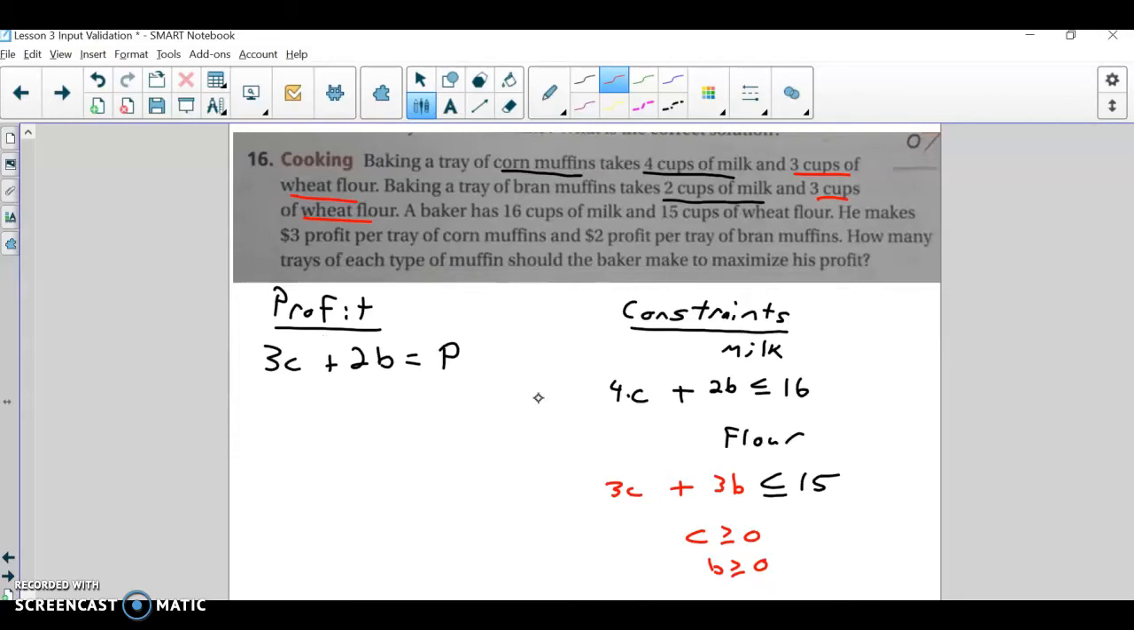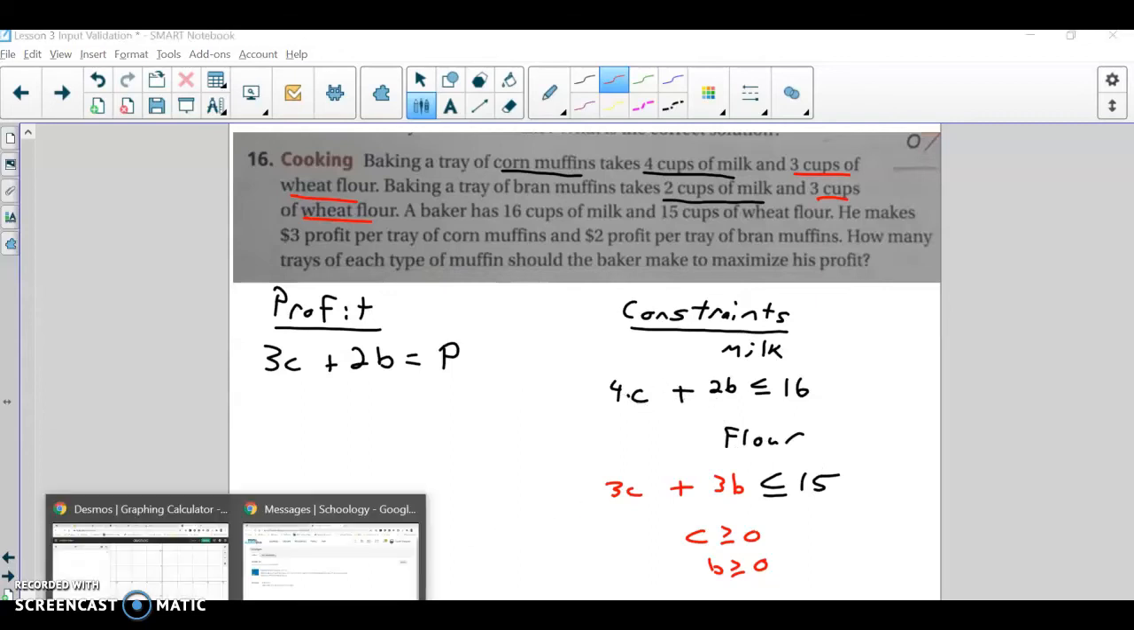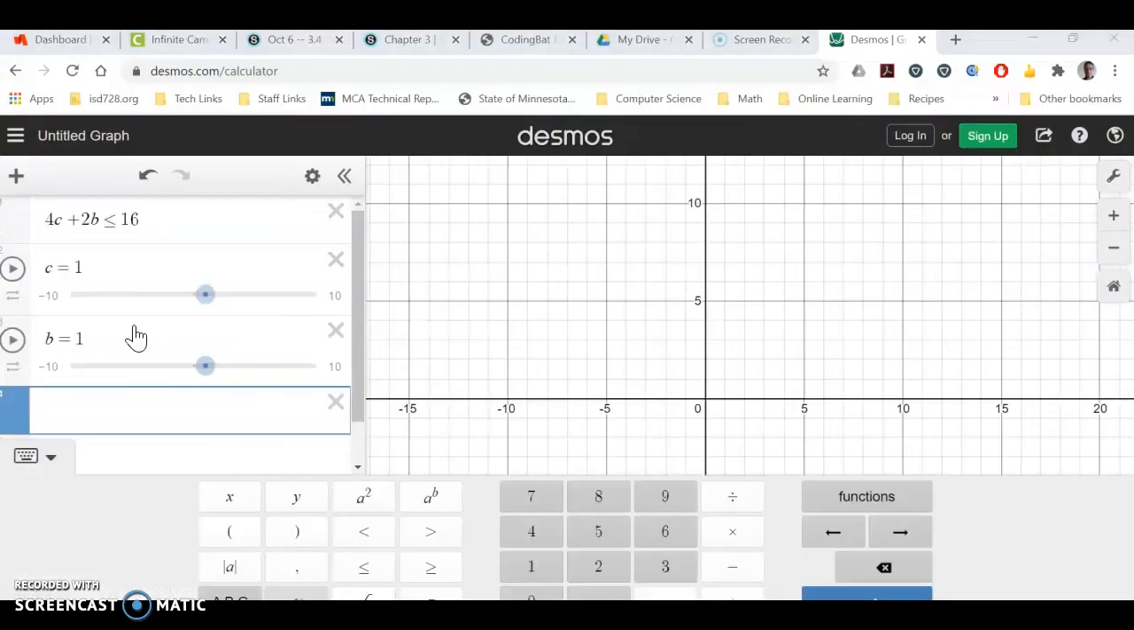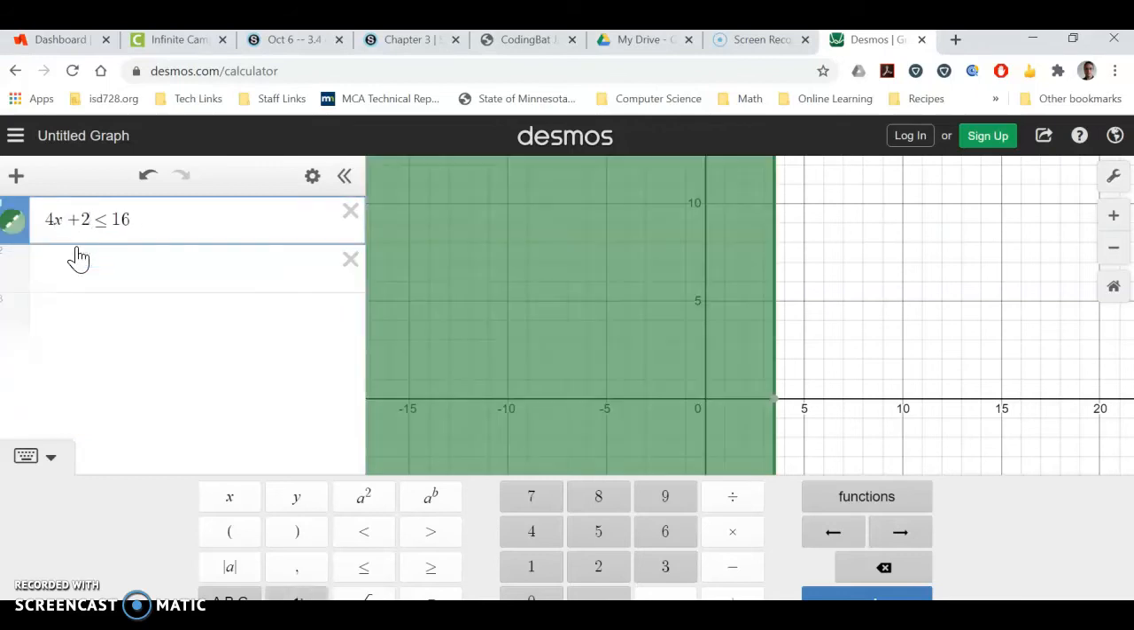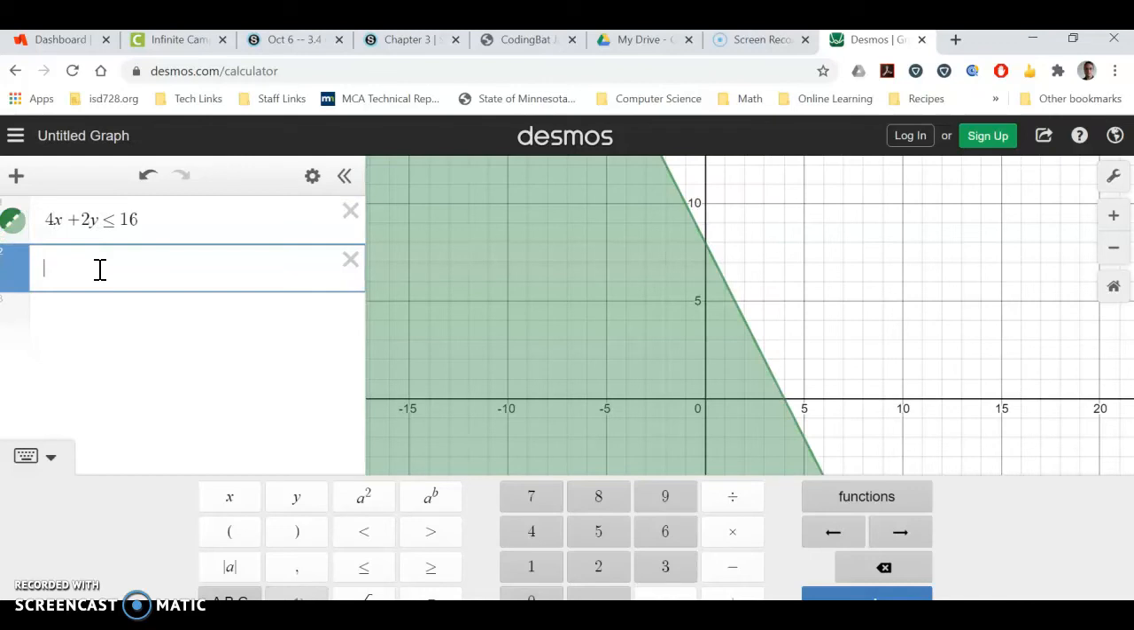If you want to see the rest of this, you can keep watching and see it on Desmos. If you feel comfortable, I would just see if you can get the answer from here. All right, so on Desmos, I'm just going to graph these, but I'm going to use X and Y instead of C and B. Actually, I don't know. Maybe I'll try C and B and see what happens here. All right, so it doesn't look like it's doing great with C and B, so maybe let's just do X and Y. X and Y for corn muffins, bran muffins, and then it was 3 of each for the flour. So I'm going to graph that.